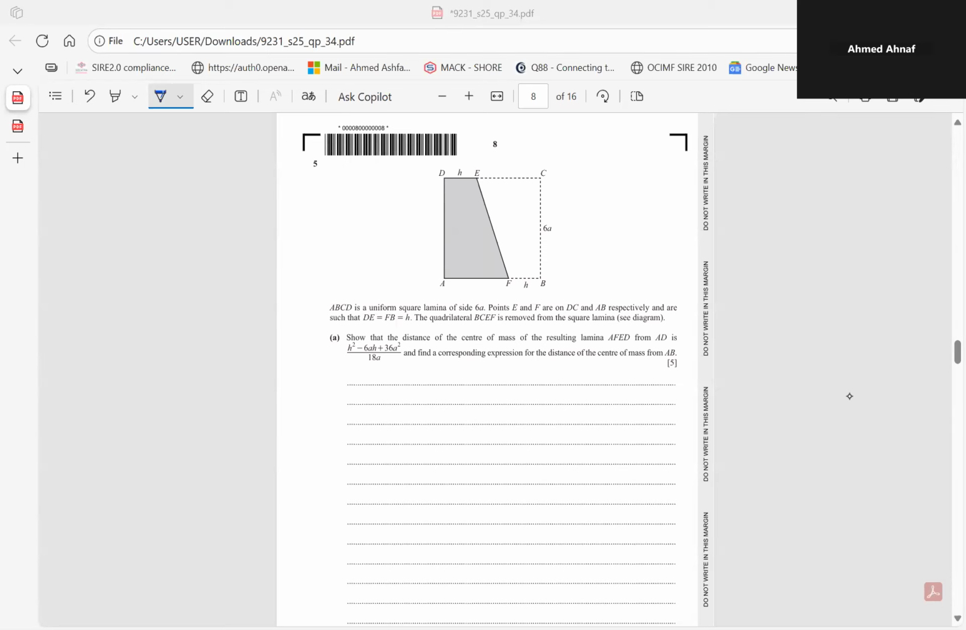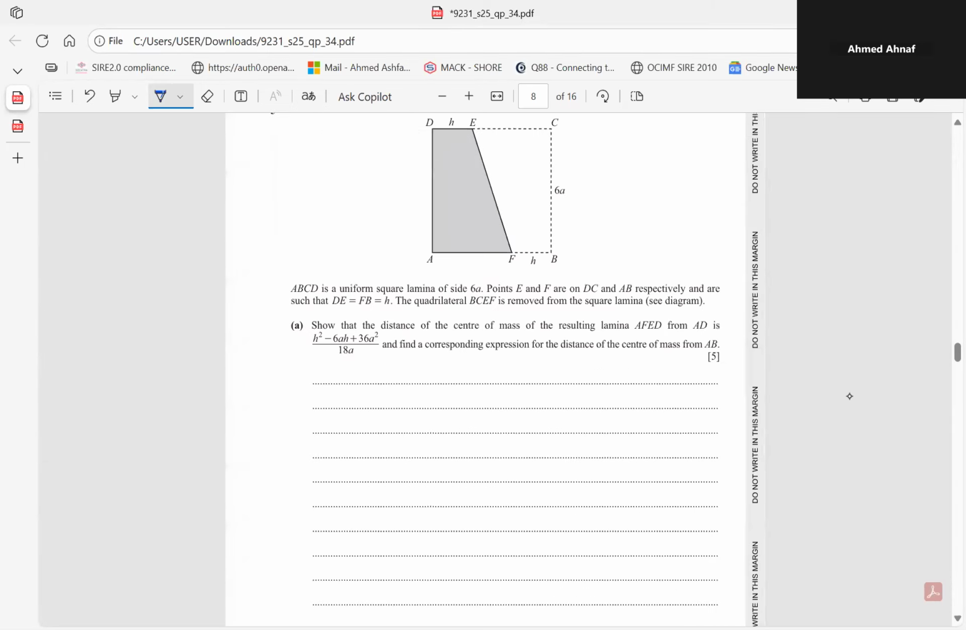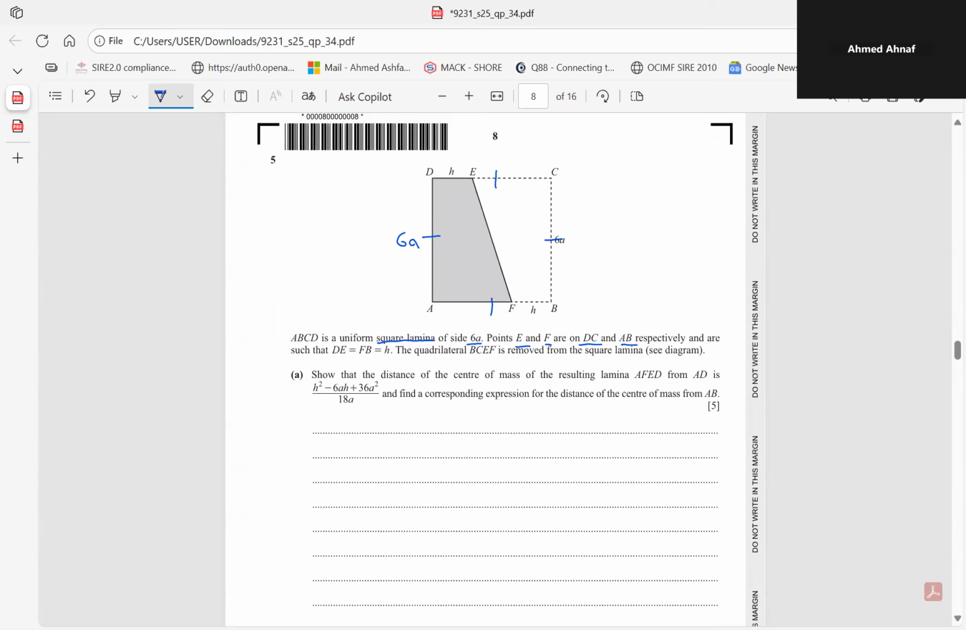For this question, we're told that ABCD is a uniform square lamina with side 6a. So this has to be 6a as well as this, as well as this, as well as DC and AB. And we're told points E and F are on DC and AB respectively, all given in the diagram, such that DE equals FB equals h. So DE and FB are also the same.